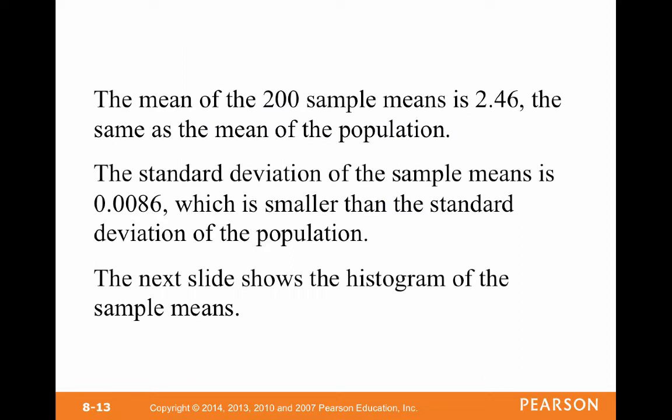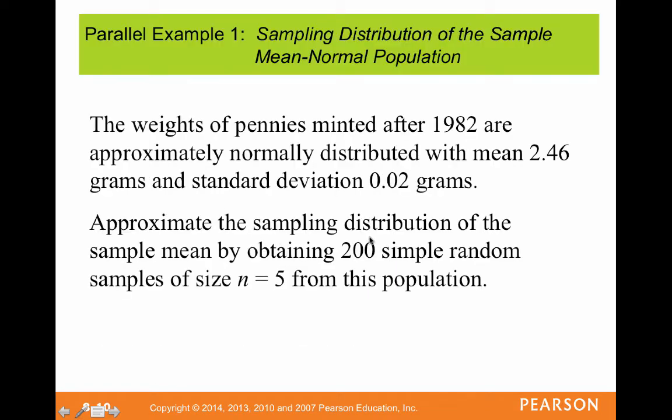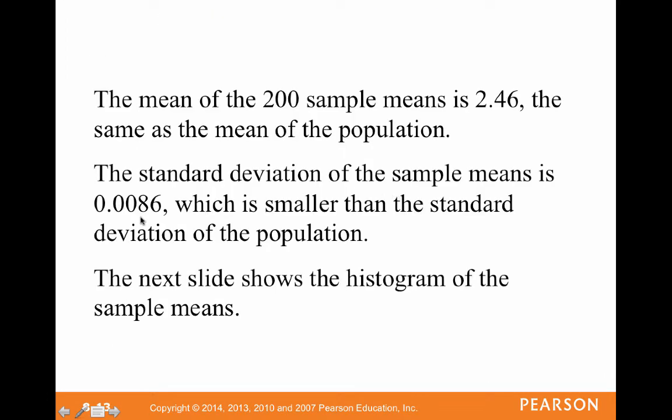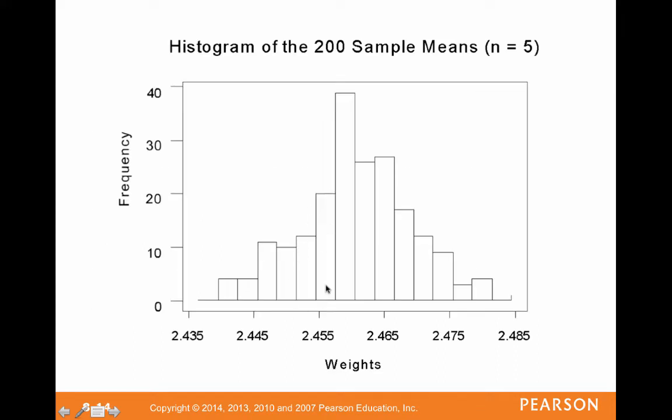And when we look at this, they computed that the mean of the 200 sample means is 2.46, which is exactly the same as the population mean. And the standard deviation, though, is much smaller than the previous standard deviation, because the standard deviation used to be 0.02. Now they found the standard deviation of the sample means was 0.0086. So here's the distribution. Most of the sample means were right about here, and that's about 2.46.